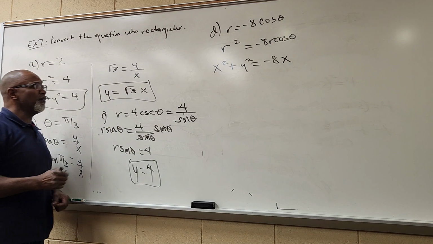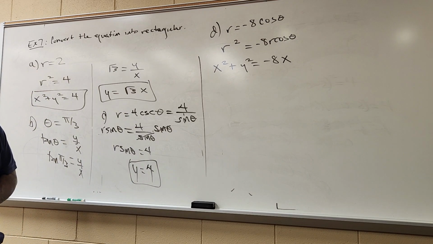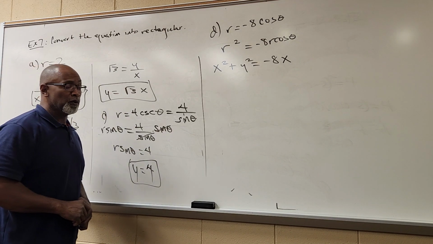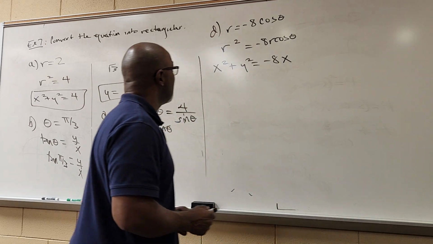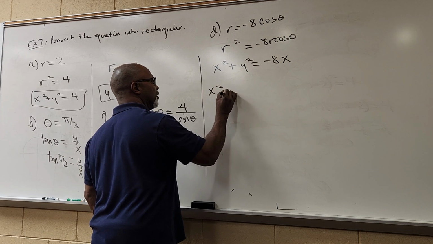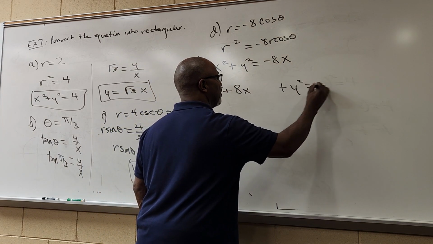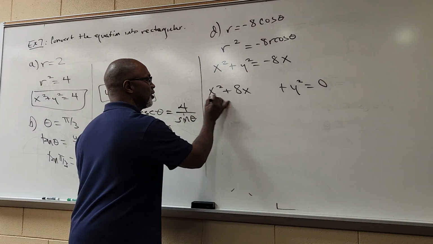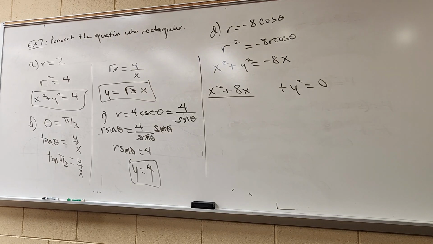So at this point, we've got a rectangular equation, but we're going to clean it up a little bit. At this point, you've replaced all the r's and thetas with x's and y's. You now have a rectangular equation. Well, let's add 8x to both sides. And I'm going to leave a little space here. Plus y squared equals 0. What I'm going to do is complete the square on these x terms.